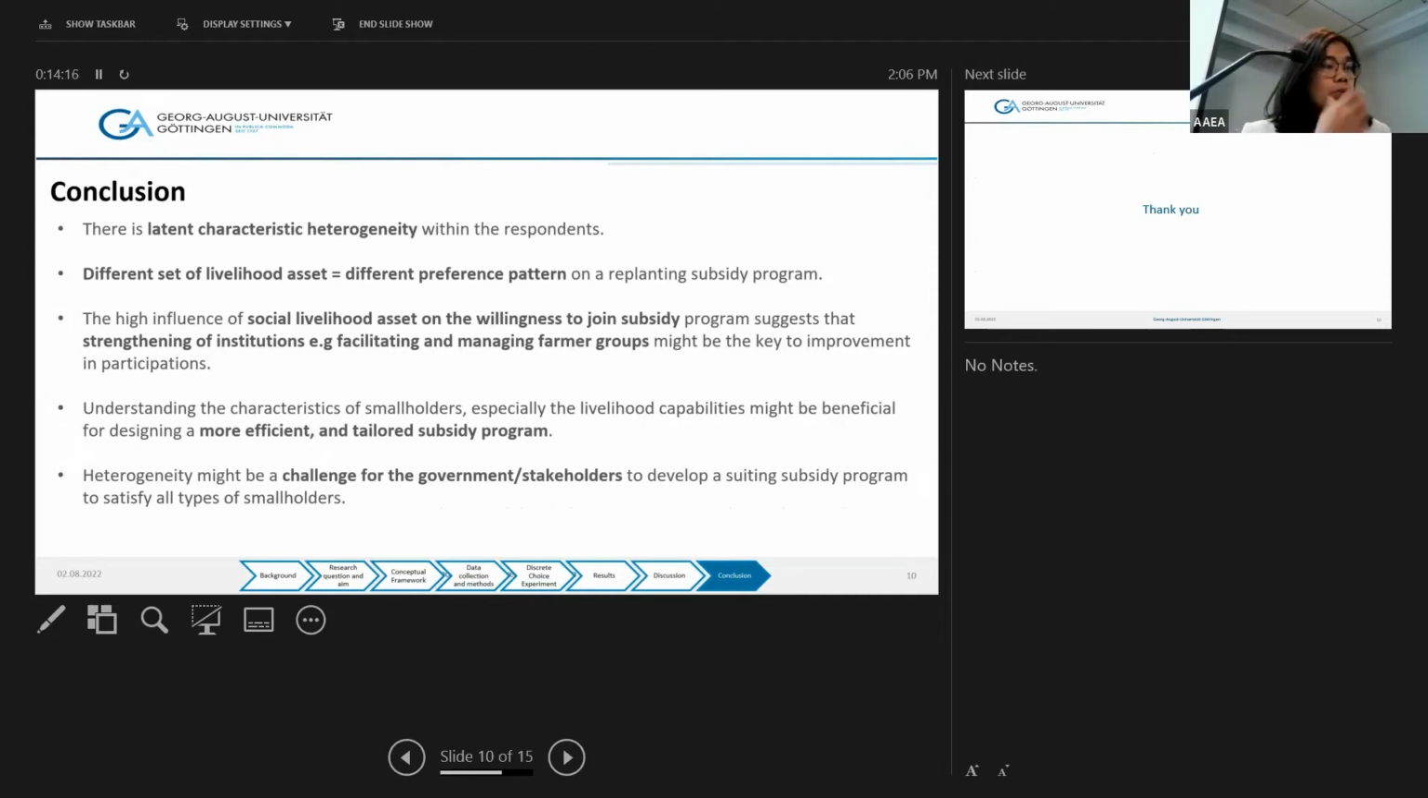From the results, we can conclude that the high influence of social livelihood asset on the willingness to join the subsidy program suggests that strengthening of institutions, for example facilitating and managing farmer groups, might be the key to improvement in participation, because, as the motivation before, changing the requirements of the subsidy program really didn't change anything. So we have to go bottom up and strengthen the institutions for facilitation. Understanding the characteristics of the smallholders, especially these capabilities or assets, might be beneficial for designing a more efficient and tailored subsidy program.